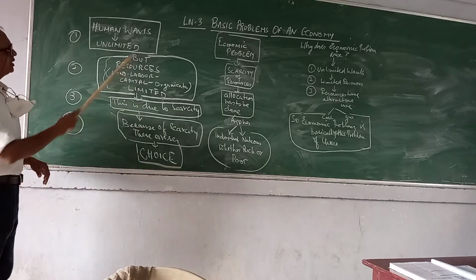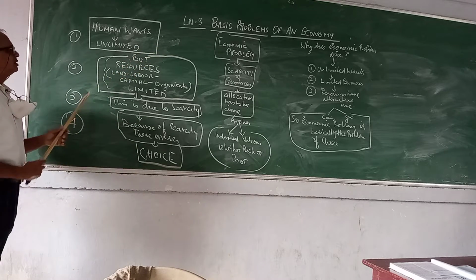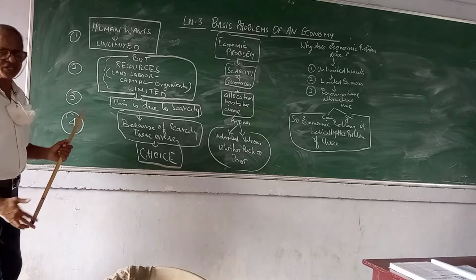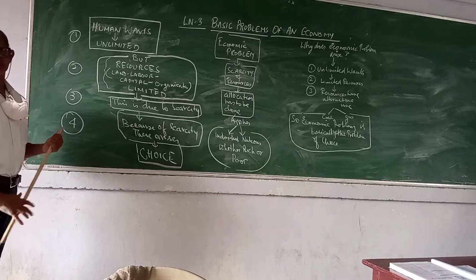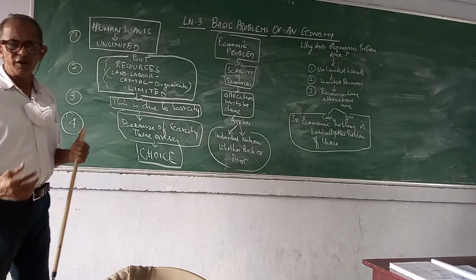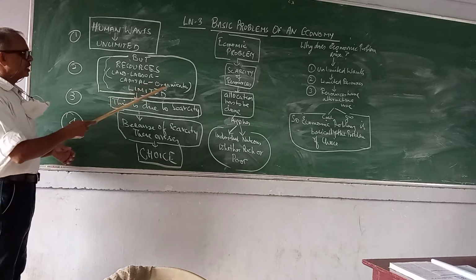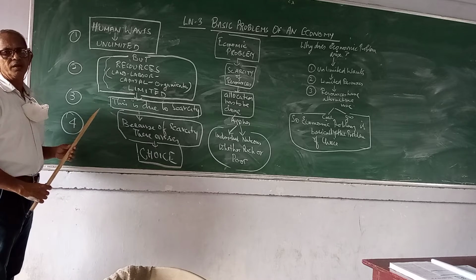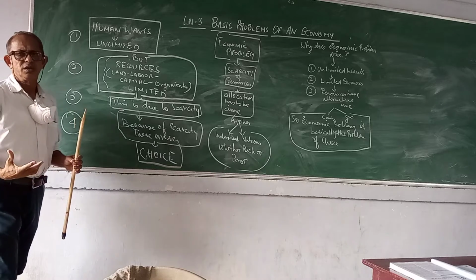Now, another fact is that human wants in the form of goods will have to be manufactured. And to manufacture those goods, you need resources. Resources can be in the form of land, labor, capital, organization, or even money. In fact, you as a human being are yourself a resource.